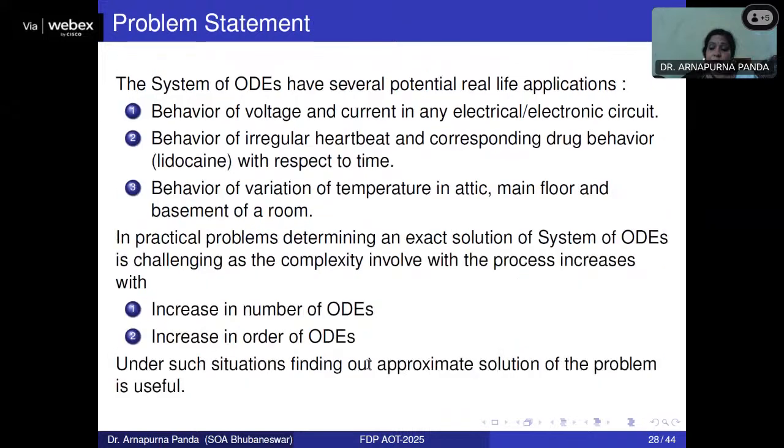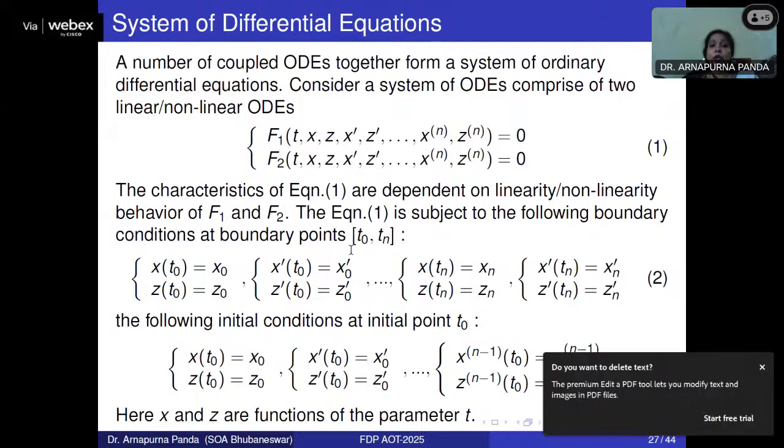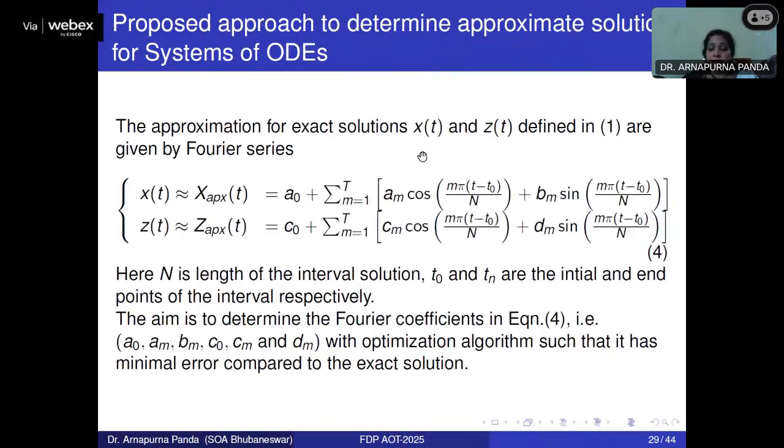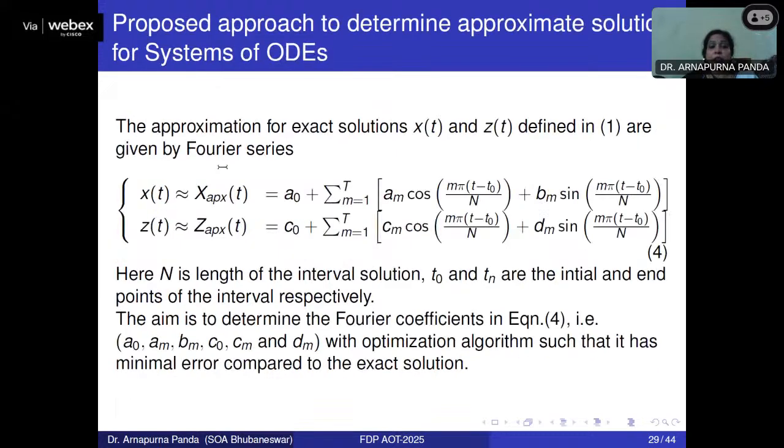Then we use the Fourier series equation to convert this system of differential equations into an optimization problem. This is the approximate solution using the Fourier series, xt and zt. What are xt and zt? They are the approximate solution of the system of differential equations, and these two equations give the approximate solution using the Fourier series. Here you can see A0, AM, BM, and C0, CM, DM. All these parameters we have to optimize using CBO and SOS. These parameters are called the coefficients of the Fourier series, that means the Fourier coefficients. So we have to optimize these Fourier coefficients using the optimization algorithm.